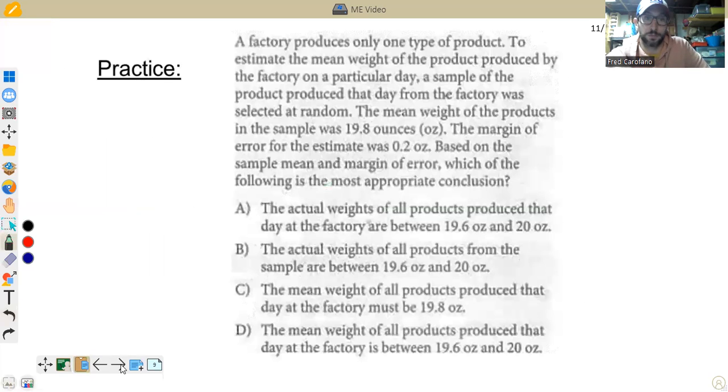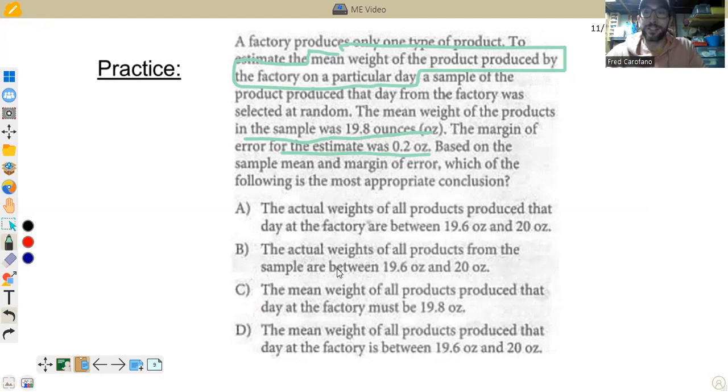So let's jump to the next one, the last one. That's exit slip time. A factory produces only one type of product. Estimate the mean weight of the product produced by the factory on a particular day. That means this is the wording that we're going to have to use in our multiple choice response. They took a sample of the product produced that day at random and found the mean weight in the sample was 19.8 ounces, and they gave us a margin of error of 0.2. Based on the sample mean and margin of error, which is the most appropriate conclusion? Pause the video and see what you think.